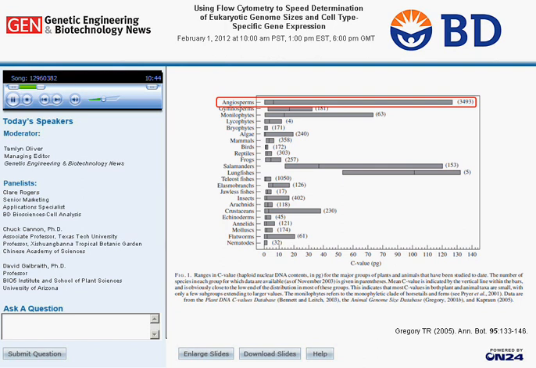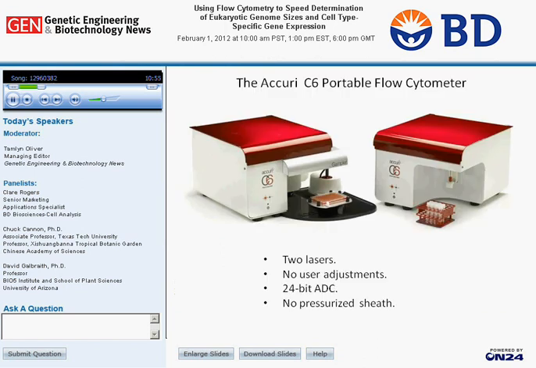So this is problematic. It means if you chop up a plant species, you're not quite sure what genome size you're going to encounter if it's unknown. And this is where, in the next slide, the BD Accuri C6 portable flow cytometer comes in.